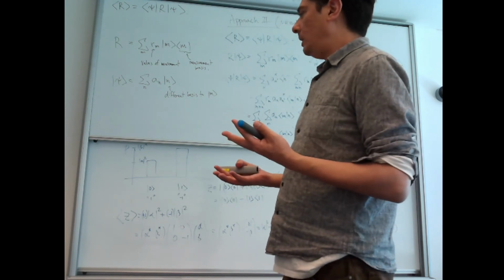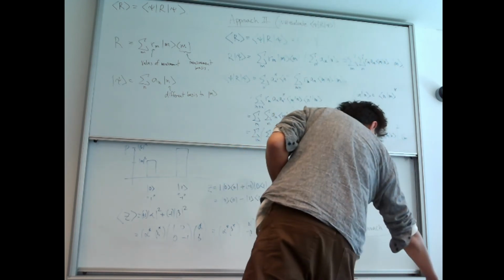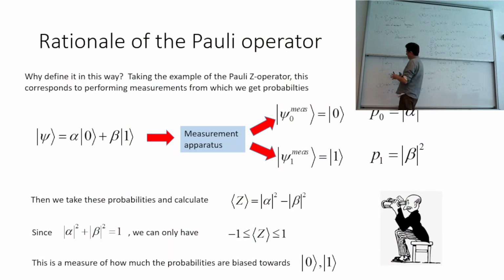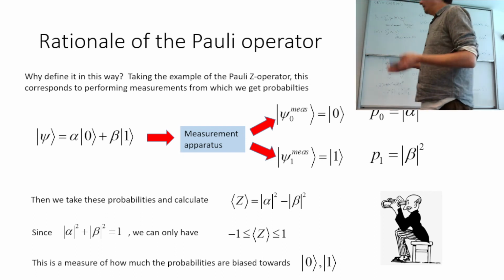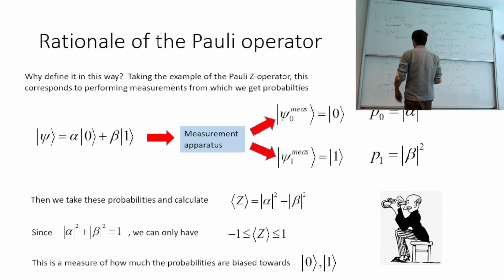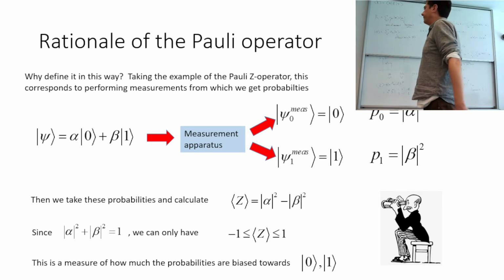Essentially this is a measure of whether we are getting more zeros or more ones. Whether it's more on the minus one side or on the plus one side is a measure of how biased you are in terms of which of the coefficients are going to be larger. So if alpha and beta are the same magnitude, then the average value of z is zero, because they cancel out.